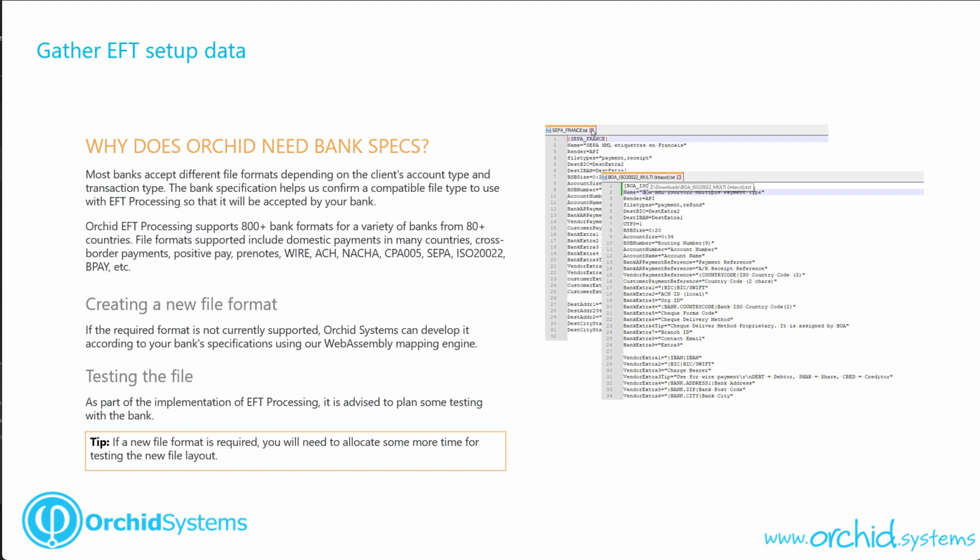Out of the box, Orchid's EFT processing supports over 800 bank formats for a variety of banks from over 80 countries. The file formats supported include domestic payments in many countries, cross-border payments, international payments, positive pay, pre-notes, wire, ACH, NACHA, CPA 005 in Canada, SEPA and SEPA Direct Debit in Europe, ISO 20022, BPay in Australia, etc.